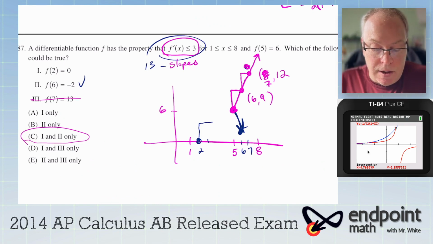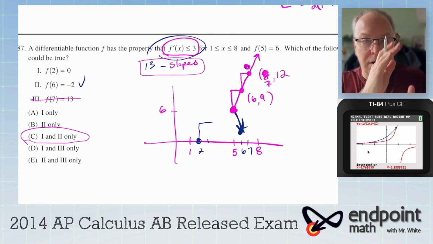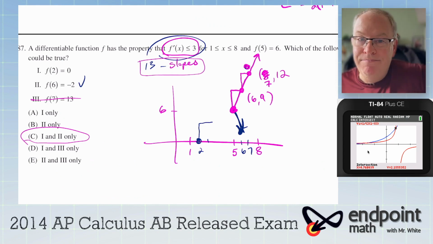So this was a problem testing your understanding that the first derivative represents slopes. So your curve can slope at a max of up 3 over 1. That's the best you can do at any given point. So that last one, Roman numeral 3, was above the trajectory. That was our maximum. All right, I'll continue with number 88 all the way to the end on the next video. All right, hopefully this is helping you.